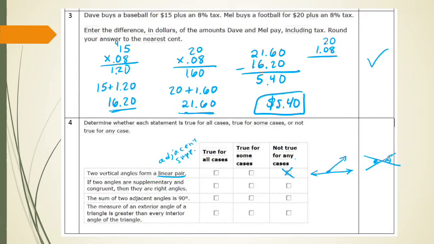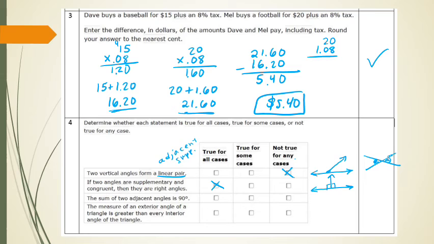If two angles are supplementary and congruent, then they are right angles. It might help to make a sketch of this. So two angles are supplementary, and then they're also the exact same size. So if you think about 180 degrees for supplementary angles, if you cut that in half, then each of them would have to be 90 degrees. And so looking at this, they're both right angles. That's the only way that I could make this. So this would be true for all cases.